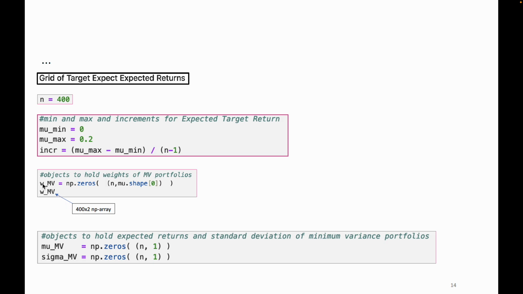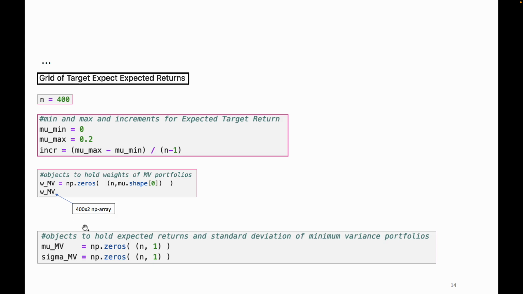Good. Also notation-wise, the W is our notation for the portfolio vector. And now here I use capital MV to highlight it's the minimum variance. Therefore I know everything inside the w_mv will be portfolios on the minimum variance frontier.